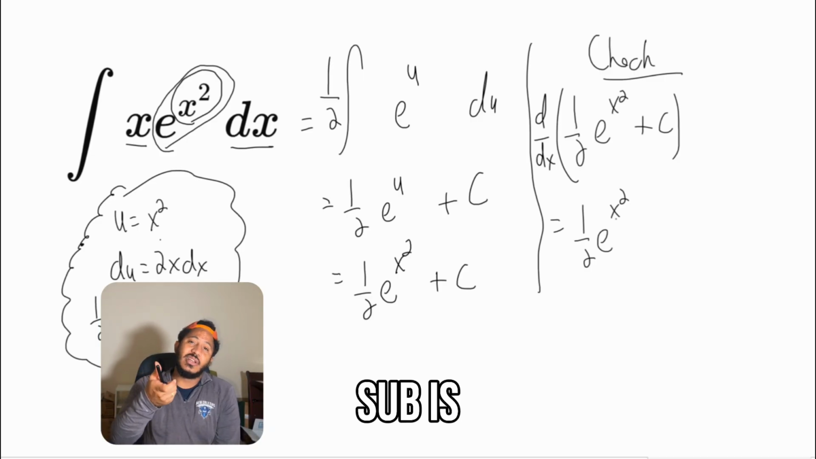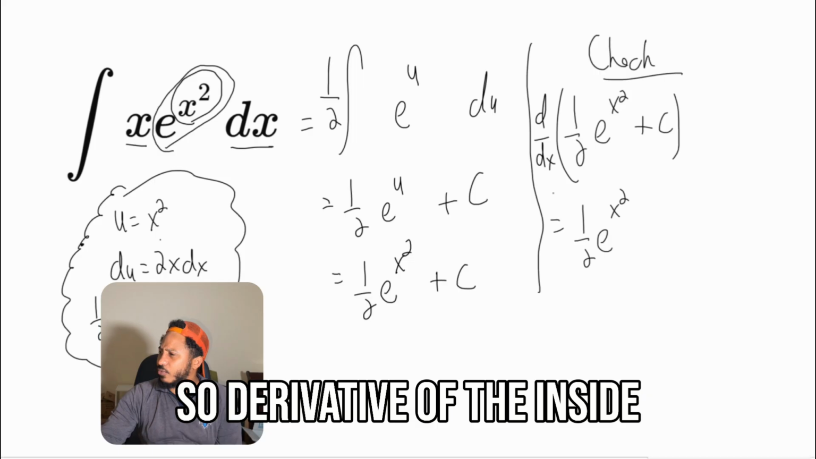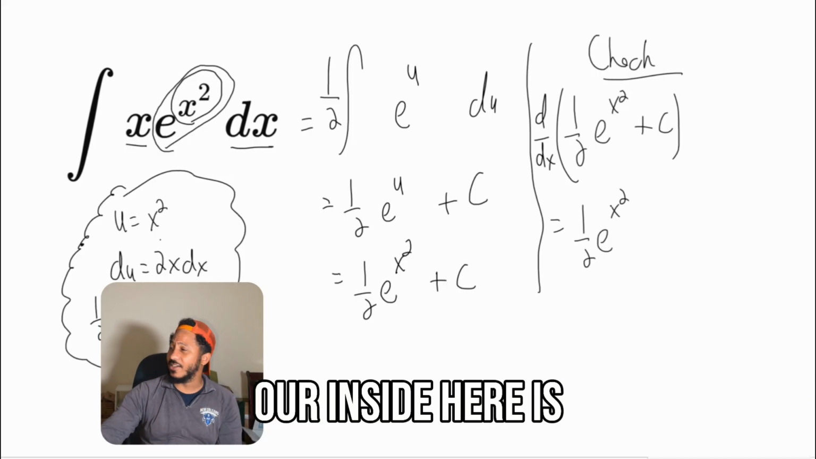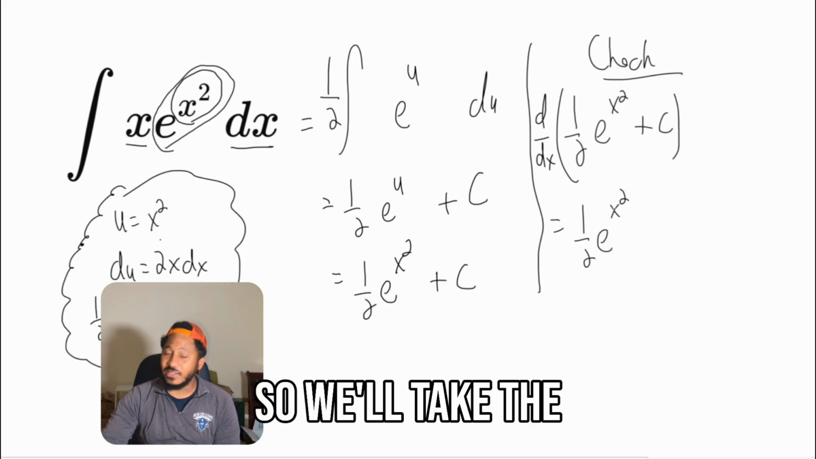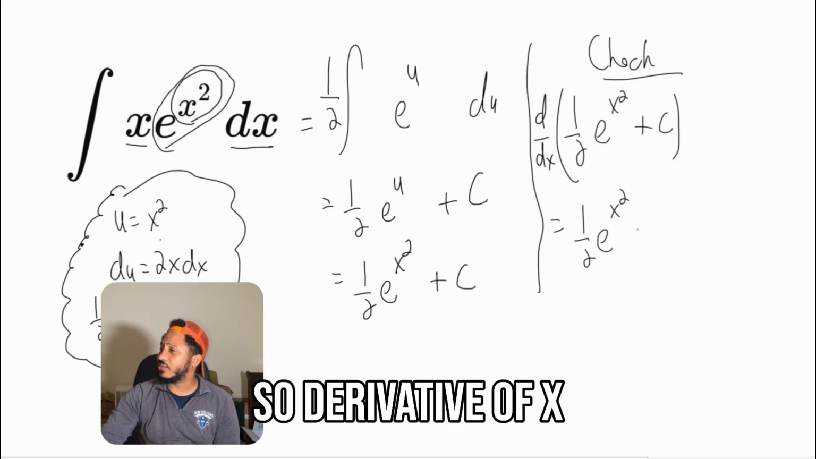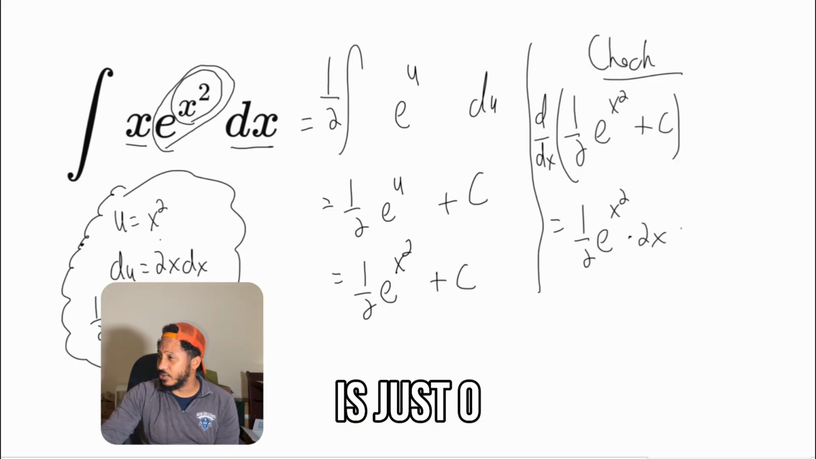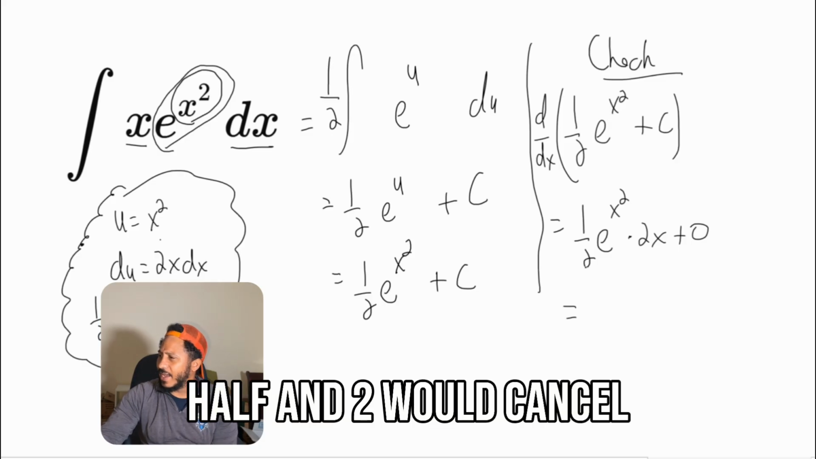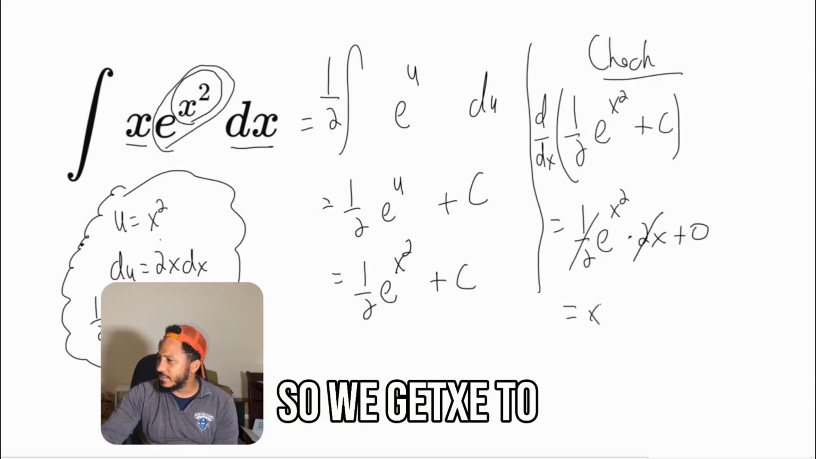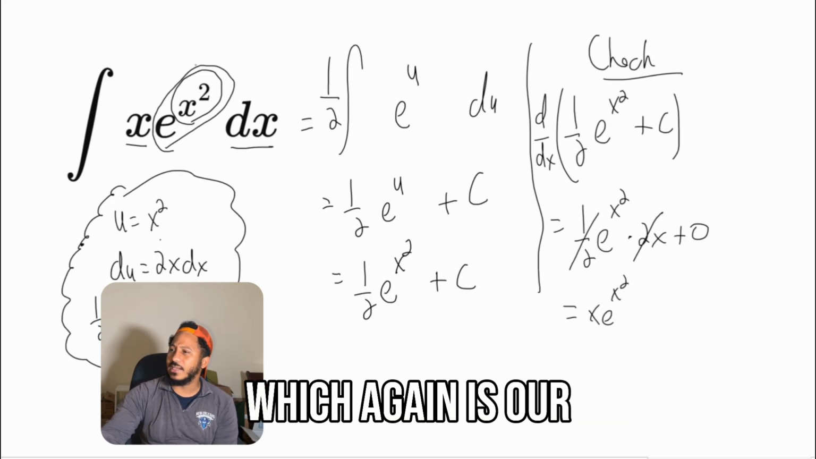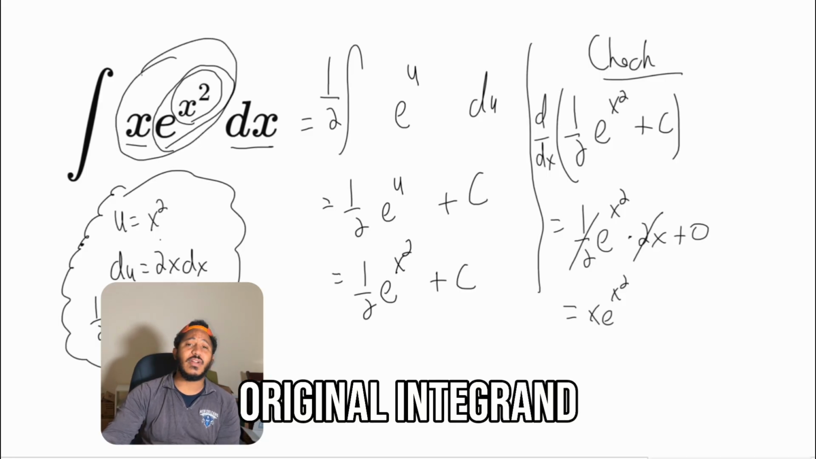So really a u-sub is undoing the chain rule. So the derivative of the inside, our inside here, is this x squared. So take the derivative of that thing. The derivative of x squared is 2x. And then the derivative of a constant, of course, is just 0. And so simplifying this, the half and 2 would cancel. So we get x e to the x squared, which again is our original integrand.